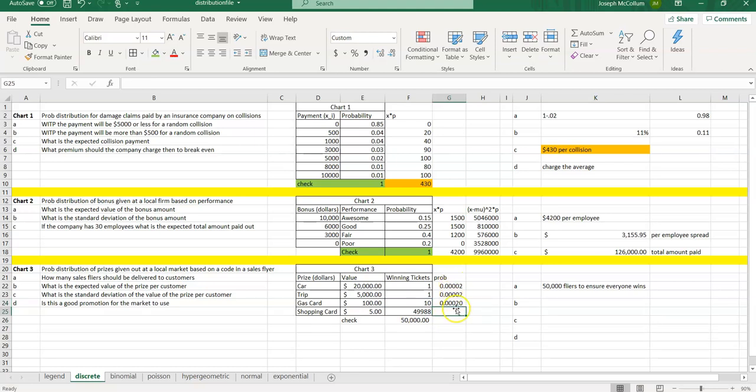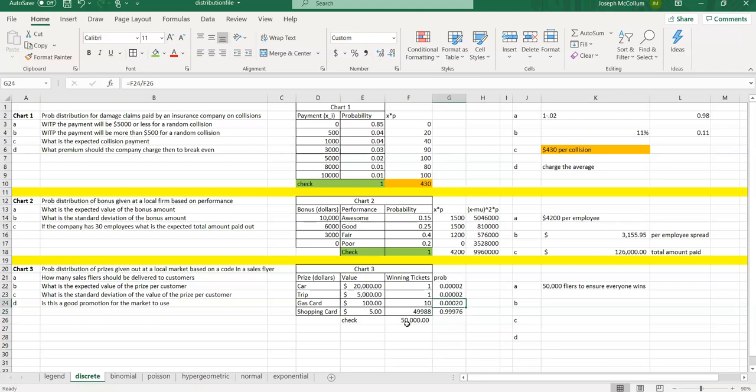So again, notice the first 3, not much of a chance of winning them. So what's the chances you're going to scratch off, or whatever this type of winning prize is, this code gets scanned in, what's the chances you win the shopping card? Well, look, that's how many shopping cards were given out of the total. So it's an overwhelming 99.976% chance you're going to win the shopping cart.